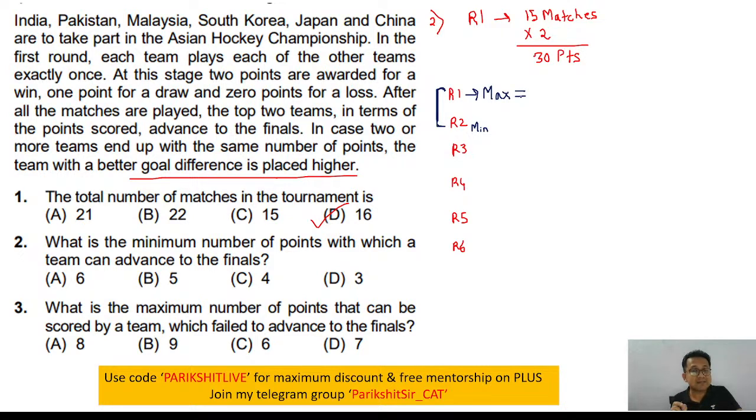What is the maximum number of points that can be scored by a team which goes to the finals? The maximum scenario could be the top team wins all the 5 matches. Remember, there are 6 teams. Let's say India is ranked one. India wins against Pakistan, Malaysia, South Korea, Japan, and China. 5 matches it wins, and one win is 2 points. So in round one, rank one can get a maximum of 10 points.